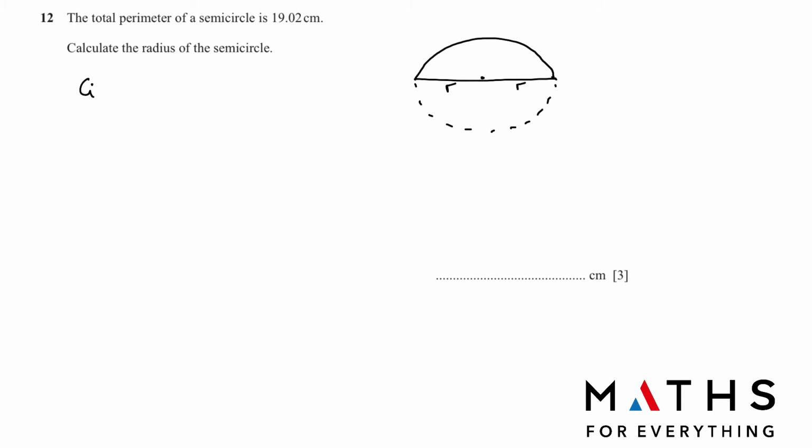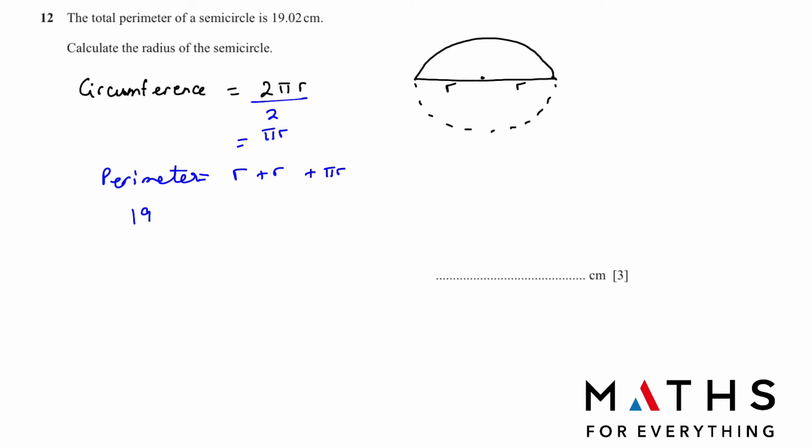To find the circumference, we use the formula 2 pi r for the whole circle. So for semicircle, it will be 2 pi r divided by 2. That will give us pi r. So now the perimeter is r plus r, and this here is pi r, our half circumference.